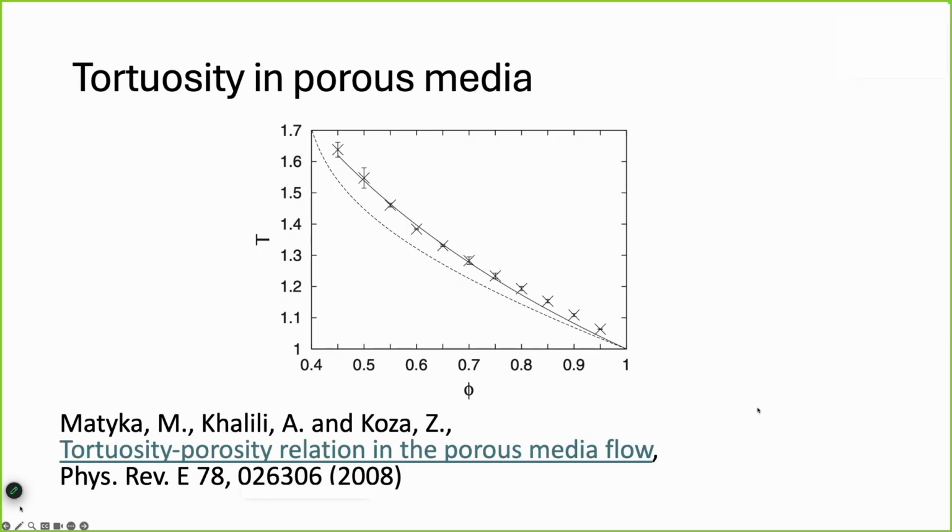Now, I thought, okay, in 2008, I have this paper. This is from me, my supervisor from Max Planck Institute in Bremen, and my supervisor from Wrocław. This is one of the most important papers from my PhD, published in 2008. What we studied here was the tortuosity-porosity relation in porous medium flow. Now I have to explain a little bit about this particular plot.